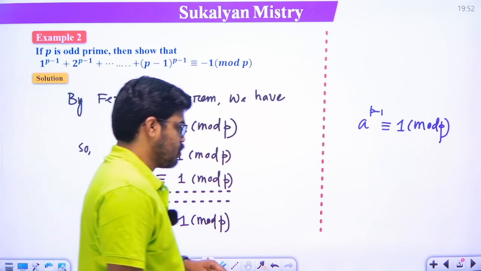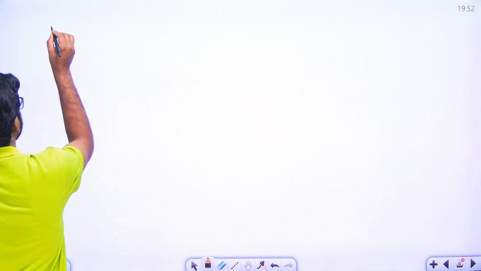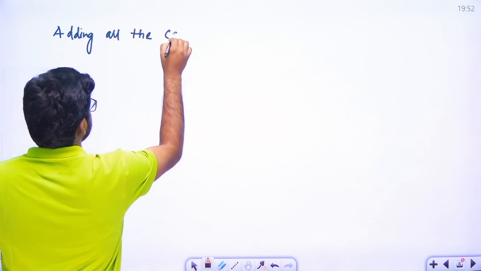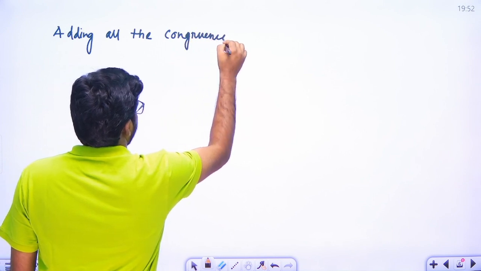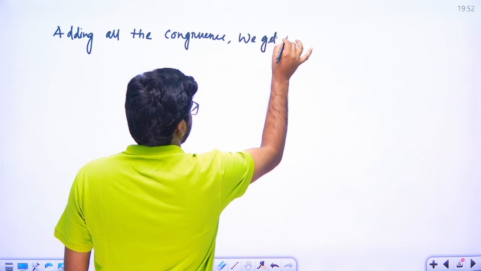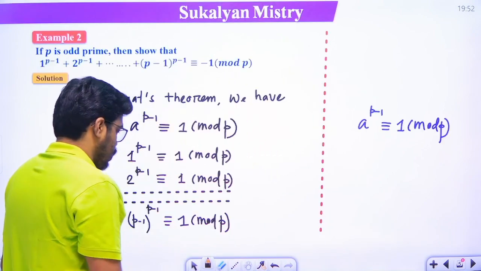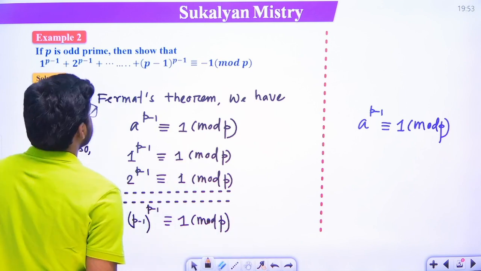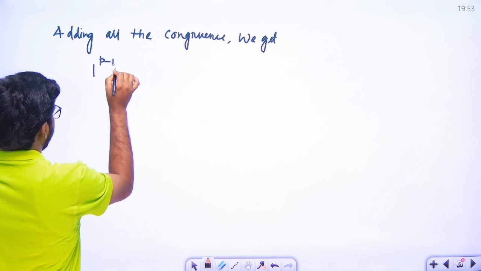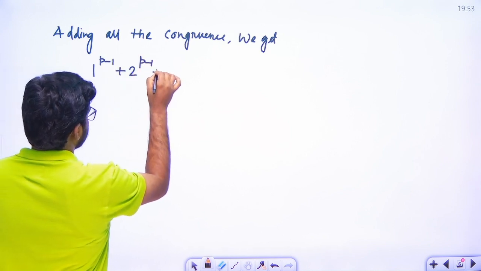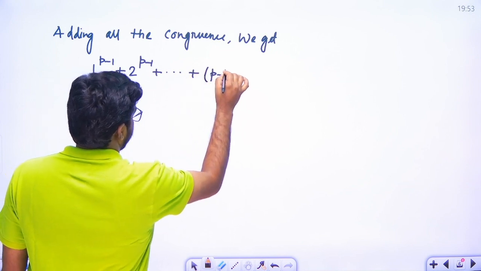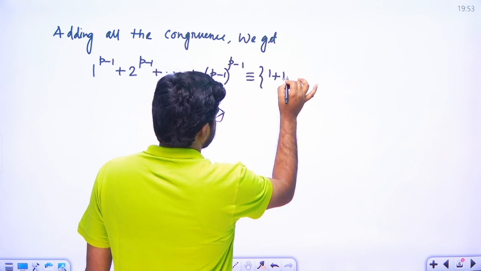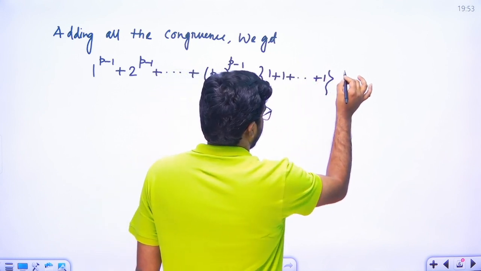Now just adding all these congruences, we get, adding all the congruences, on the left hand side 1 to the power p minus 1 plus 2 to the power p minus 1 plus dot dot plus p minus 1 to the power p minus 1, which is congruent to 1 plus 1 plus dot dot 1 modulo p.